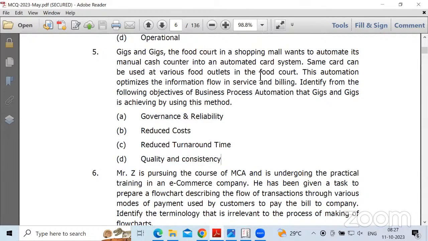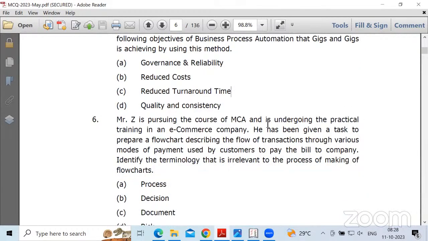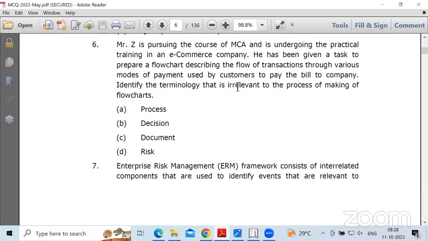Now here they are talking about automated card system. Same card can be used at various outlets in the court. That means what? You need not go here and there to purchase again and again. So reduced turnaround. Sorry, it's not reduced to purchase. It is to bill. So one counter you are there, you are making payment. Then if you are going to the next counter, suppose the bill has to be paid in a single counter, you have to go there and make the payment, then come back. So it is increasing the turnaround time.